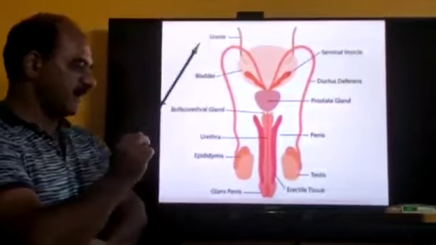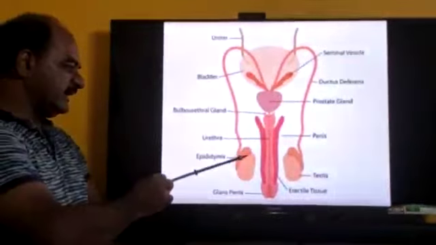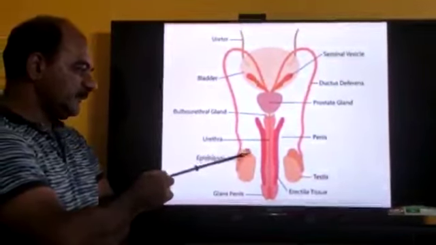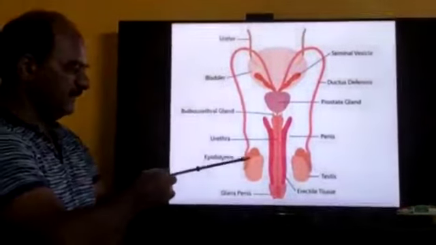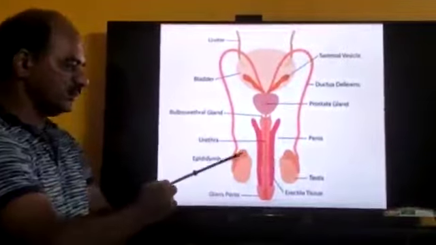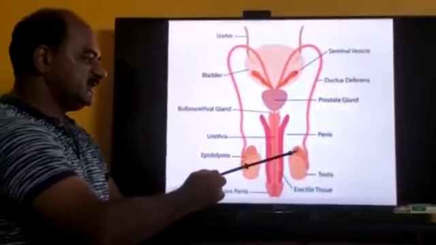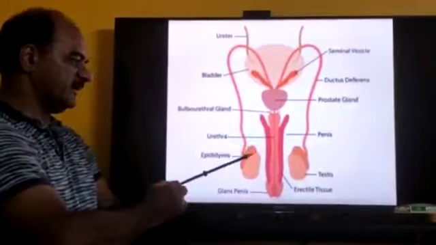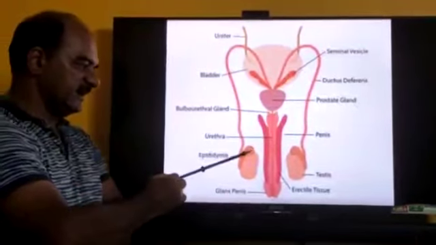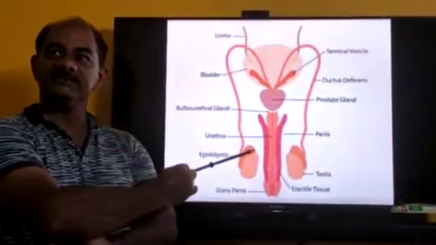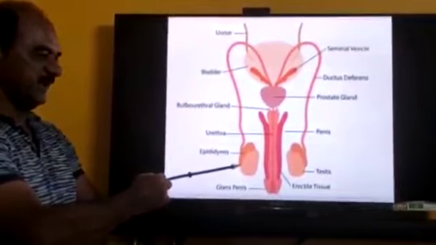That next part is called the rete testis. This rete testis passes toward the epididymis. The epididymis is also paired, 6 meters in length, and consists of 3 parts: head, body, and tail. The head is called the caput epididymis, then the corpus epididymis, and the caudal epididymis.